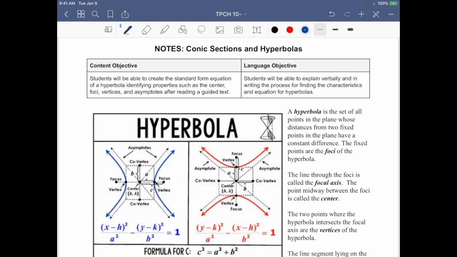Welcome to our notes on conic sections and hyperbolas. Students will be able to create the standard form equation of a hyperbola, identifying properties such as the center, foci, vertices, and asymptotes after reading a guided text.